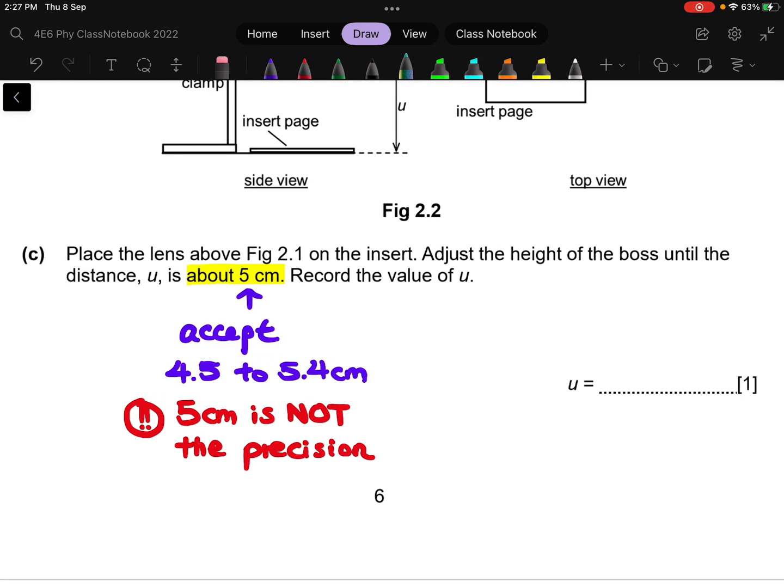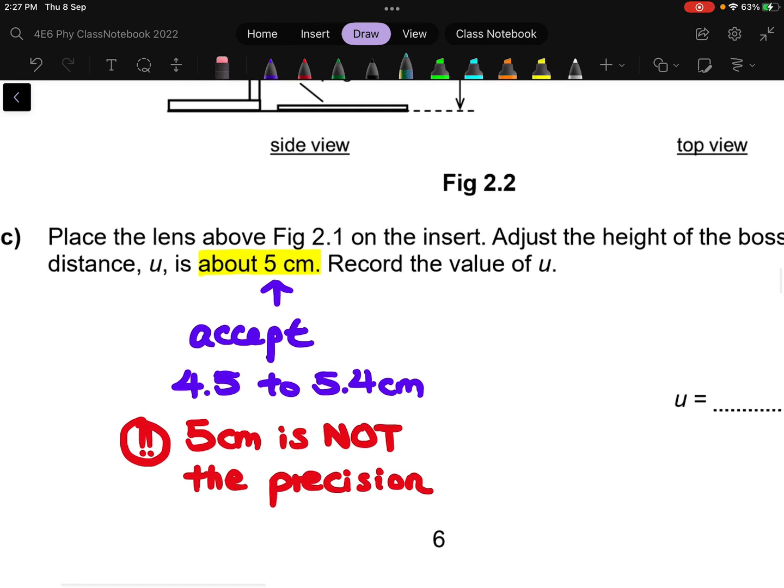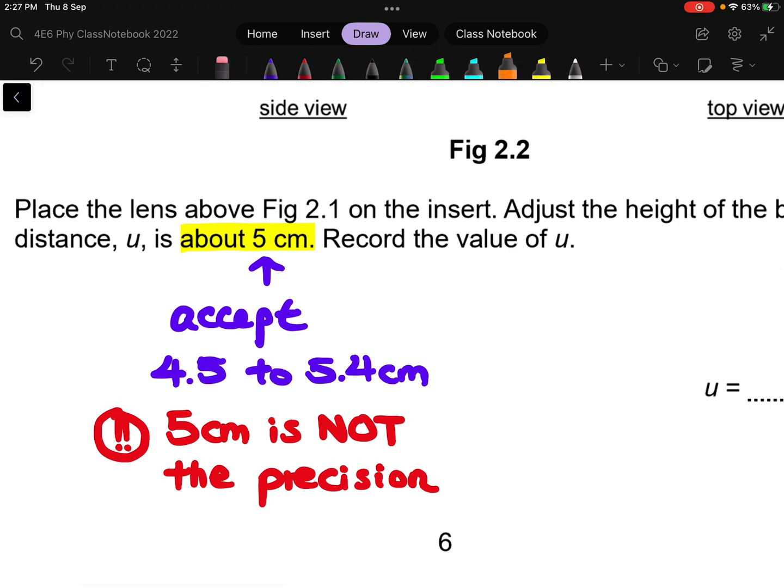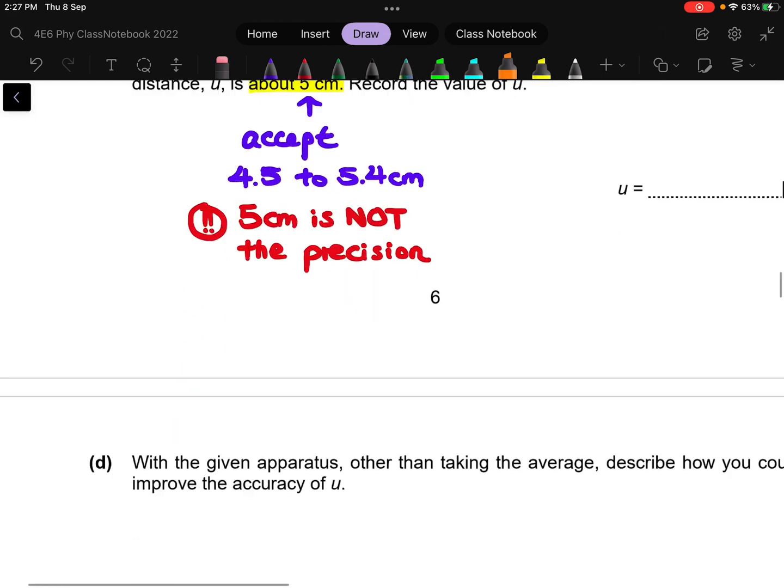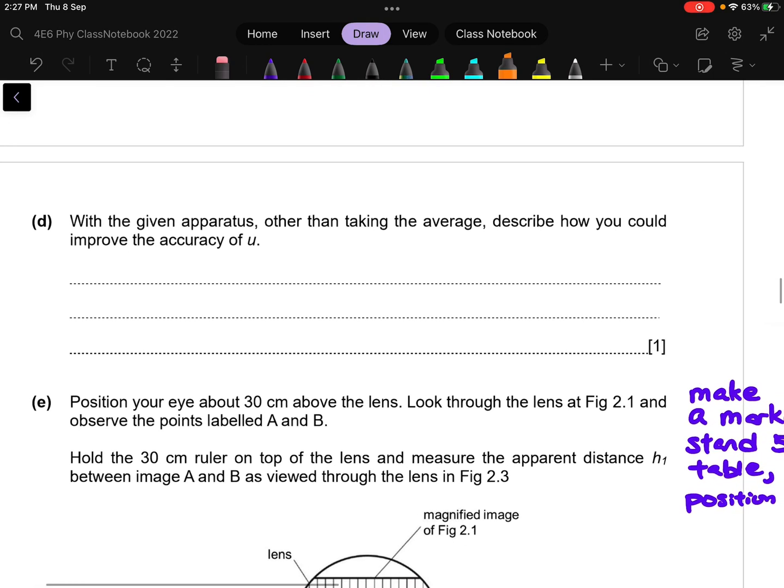And then in part C, I just want to highlight one more thing. You cannot get the precision from the instruction, because when the instruction says 5 cm, it means that we will accept a range between 4.5 to 5.4. The word 5 cm doesn't mean that the distance should be in a whole number. You should still follow the precision from the equipment that you use in your measurement.